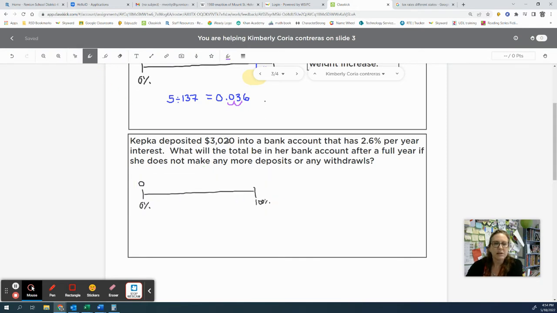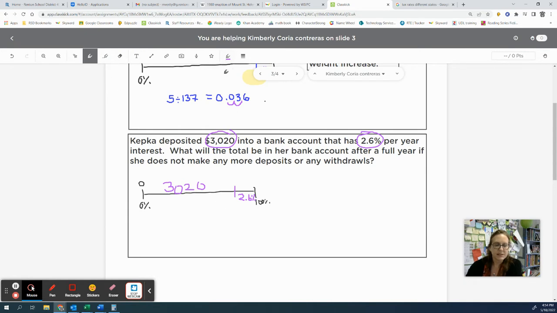Okay, Kepka deposited $3,020 into a bank account that has 2.6% per year interest. What will the total be in her bank account after a full year if she does not make any deposits or withdrawals? Okay, so she has put in $3,020 and she has 2.6% interest for keeping her money in there. Okay, do some rethinking, answer the questions.